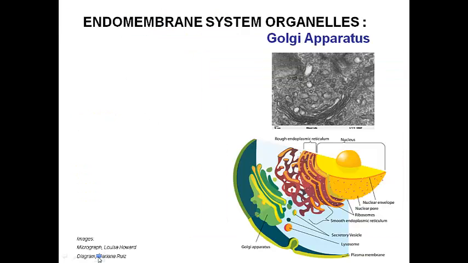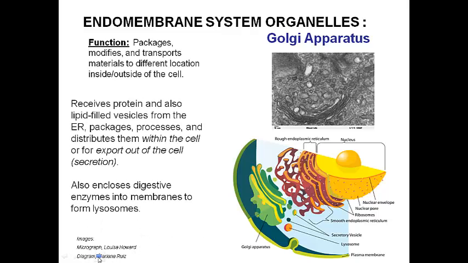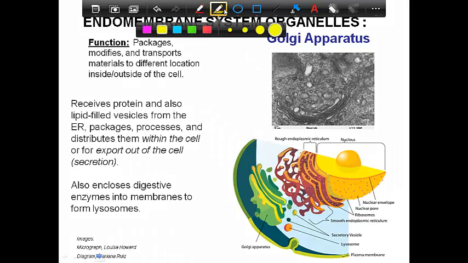Okay, next, the Golgi apparatus, still in the endomembrane system here. The function of the Golgi, again, remember it's just a series of membranes, is to package, modify, and transport materials to different locations inside or outside of the cell.